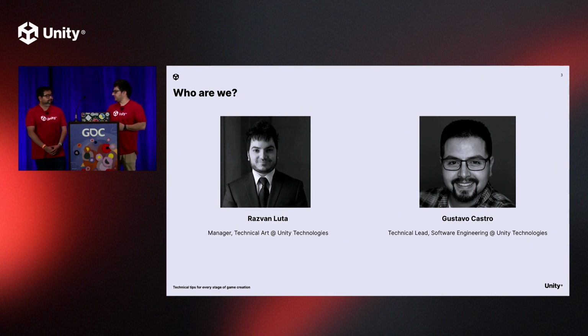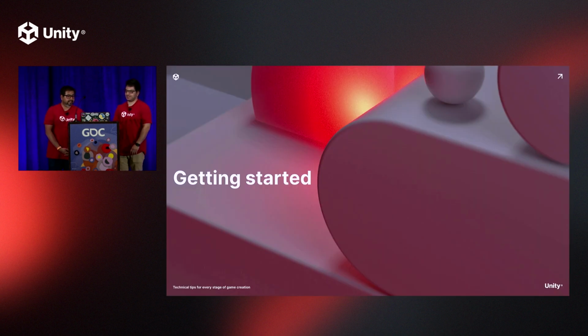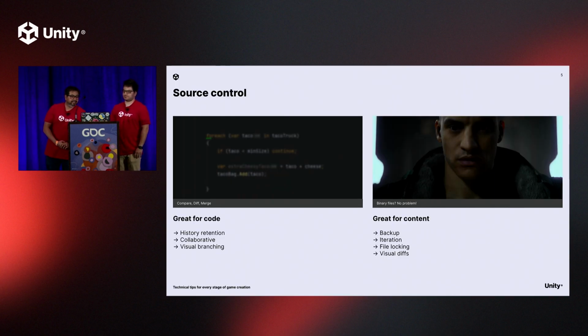All right, let's talk about the things that you came here to listen to. Gus, please take it away. Yeah, today we're going to go over just a couple of topics: a little bit of source control, asset importing, project structure, and a little bit more other than that. But we hope that you will walk away today thinking about where you might find additional productivity in your teams. So with that, let's go ahead.